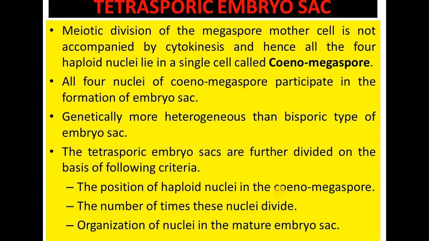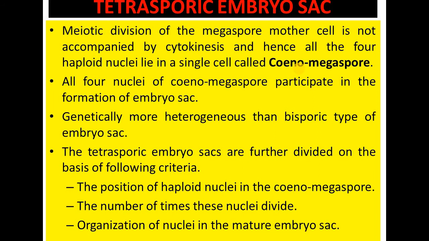Now come on the next type, that is tetrasporic embryo sac. Tetra means 4. Meiotic divisions of the megaspore mother cell is not accompanied by cytokinesis. Cytokinesis is not going on, and hence all the 4 haploid nuclei lie in the single cell, which is called coenomegaspore. So here in this case, why it is called tetrasporic? Because here 4 haploid nuclei are participating in the formation of embryo sac.